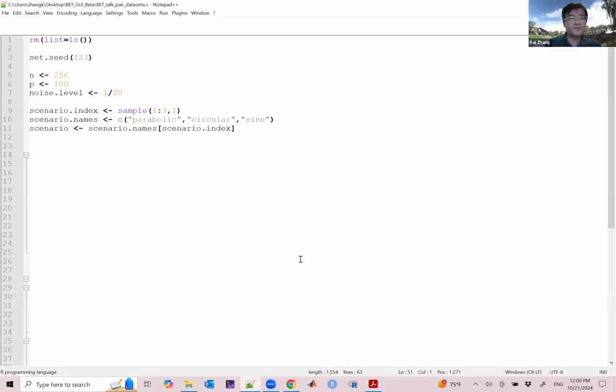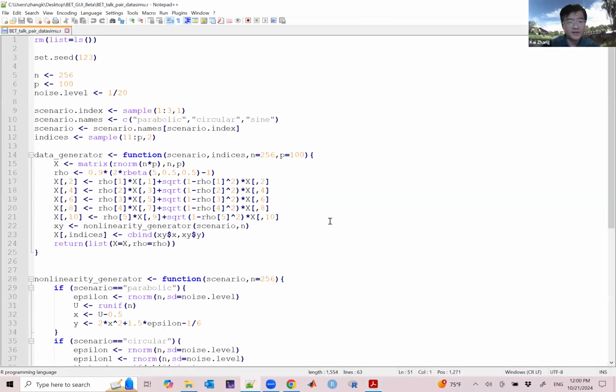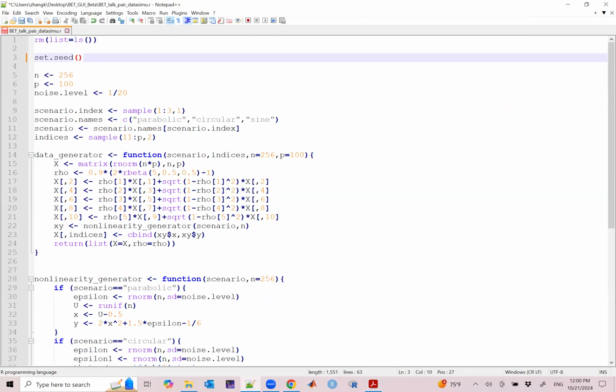So here's the R code. Nothing fancy, but this is the R code to generate the data, and I need a random seed to begin the simulation. Can I have any suggestion from the audience? Any numbers? Any number? How about 42? 42, great. The answer is 42.